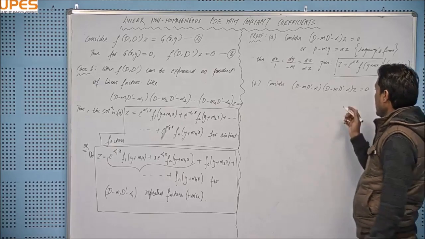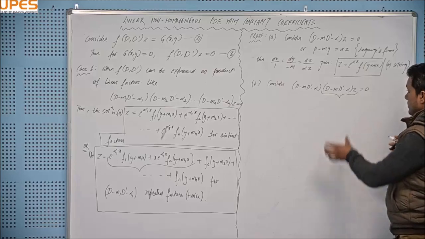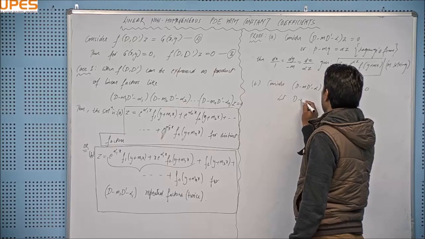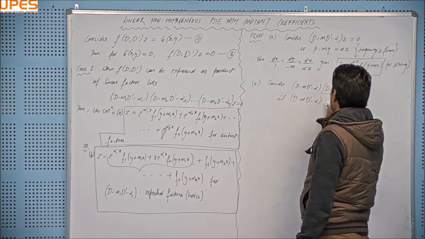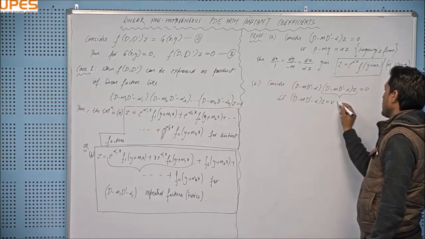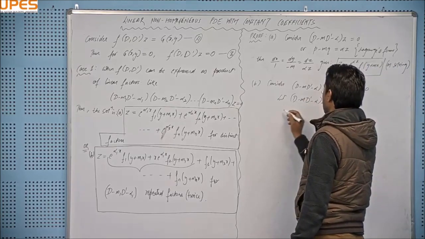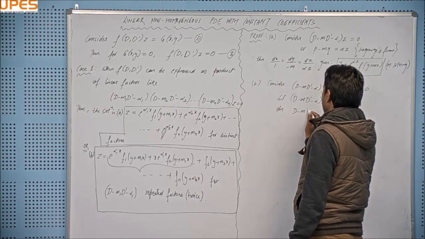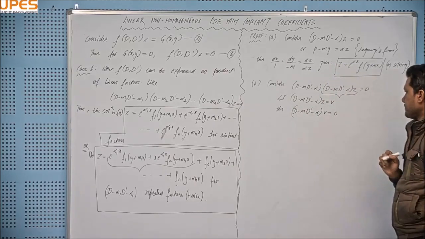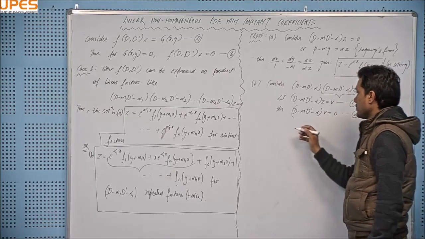Now, as we did in our previous videos, this was assumed as a new function v. Let D minus m D dash minus alpha z be equal to v. Then substitute this in equation number 1, and you will get D minus m D dash minus alpha v equal to 0. This is equation number 2. Now solve equation number 2.